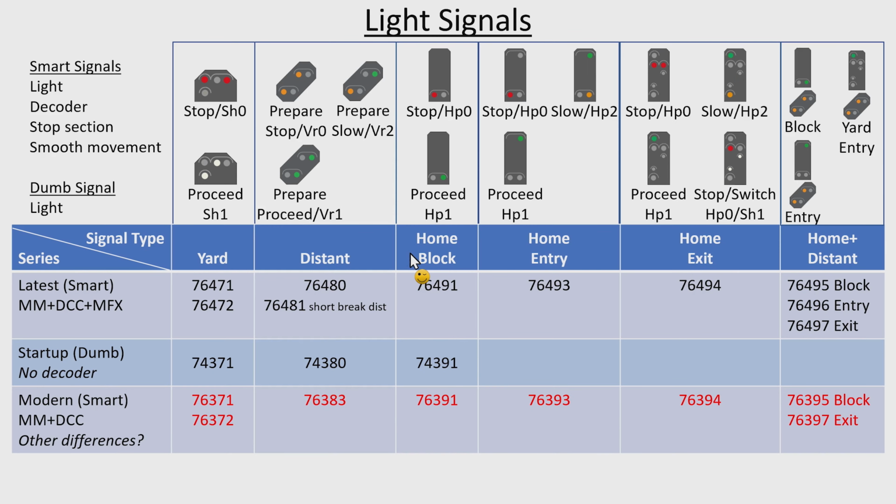If we start by looking at the light signals, I created an overview here, and it's trying to show all the light signals that are available from Märklin, or at least in the Märklin database today. From the center here, where it says home block, home entry and home exit, these three types of signals are the main types of signals that exist.